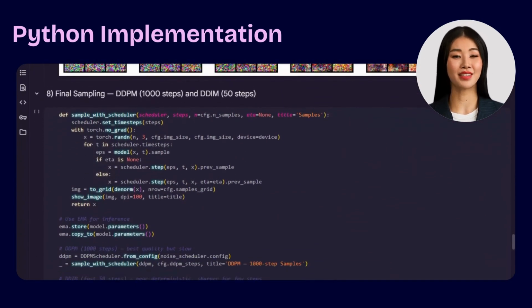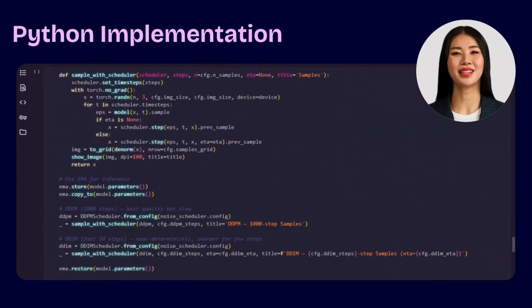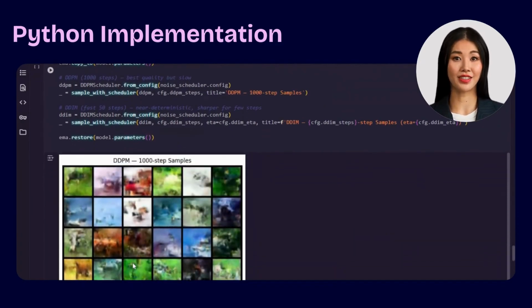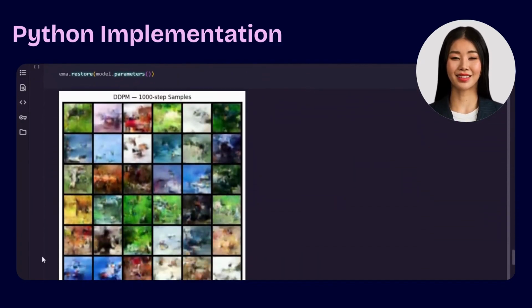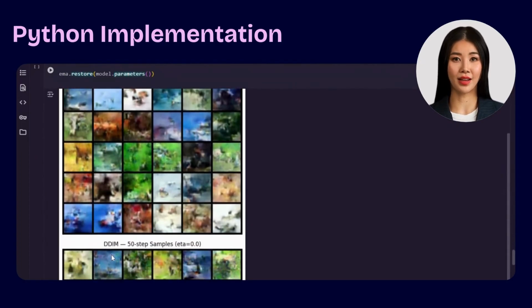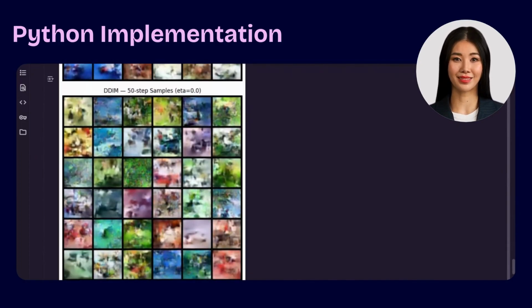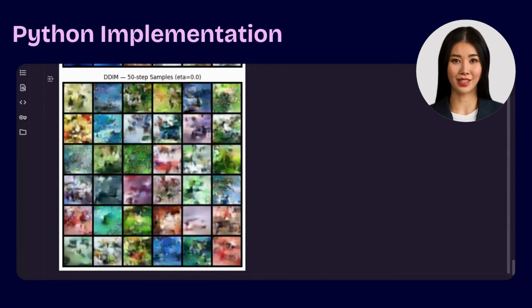For final samples, we use the EMA weights. DDPM takes many steps and gives top quality. DDIM is faster, fewer steps, and can still look great. The code provides a simple function to run either scheduler and display a grid. These grids look rough because we trained a tiny model for only a short time. That's by design to keep the demo quick. In practice, you'd train longer and/or use a larger UNet and more sampling steps for noticeably better images.